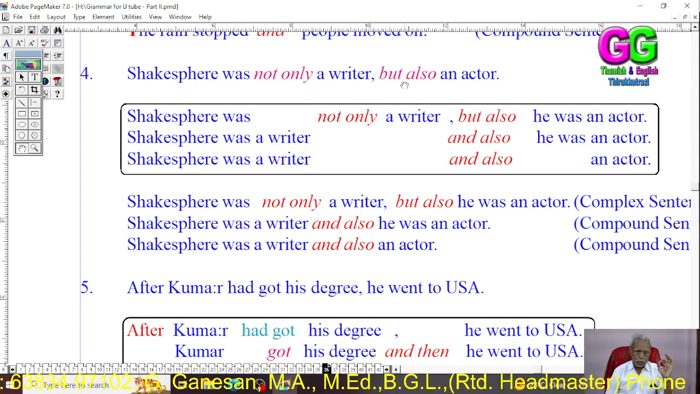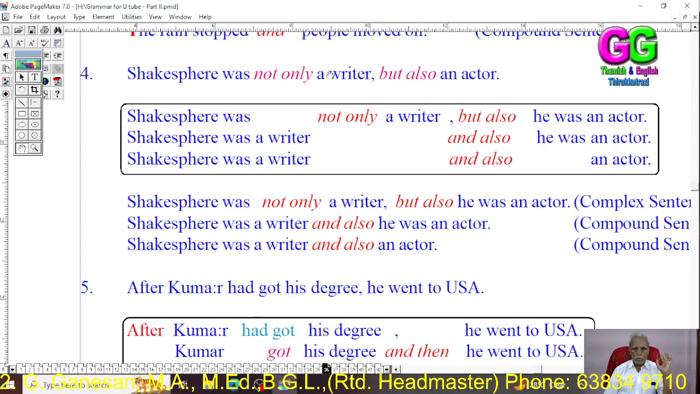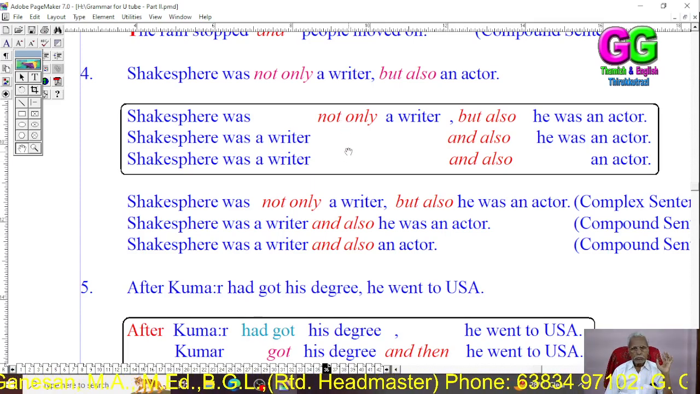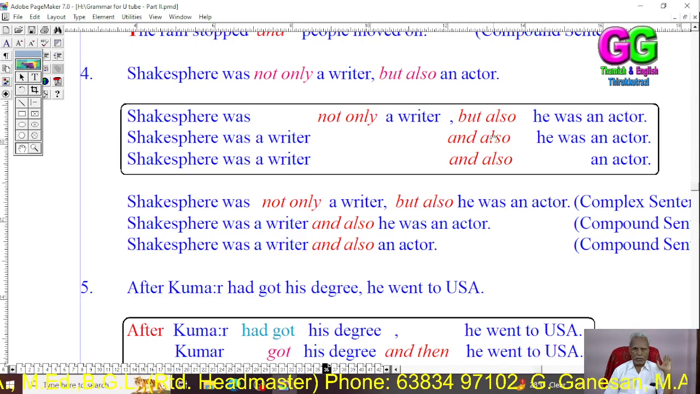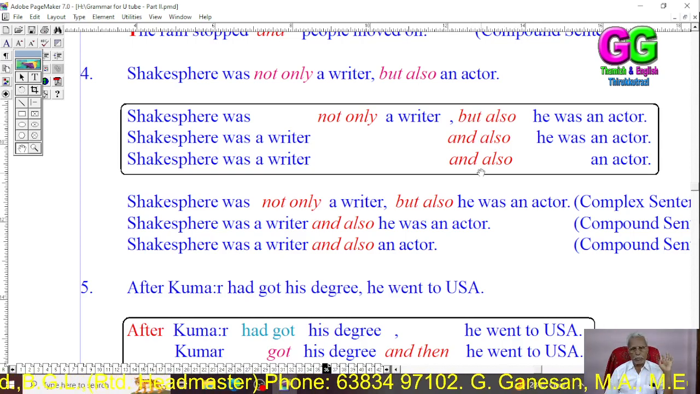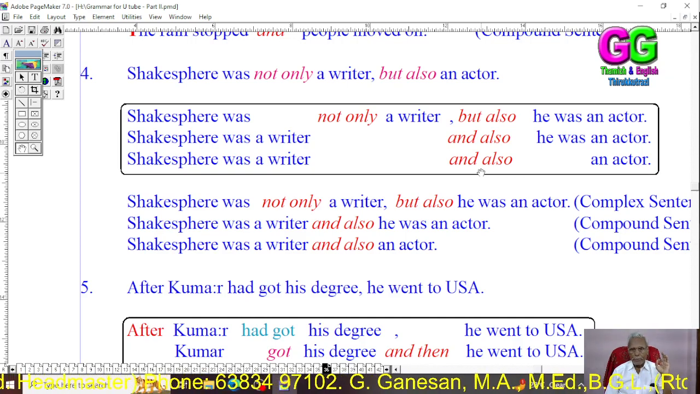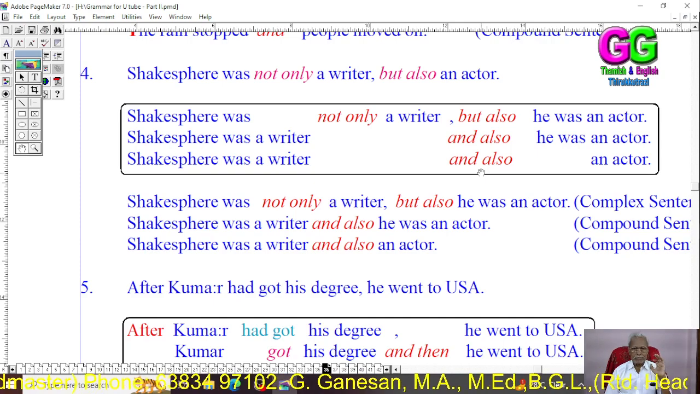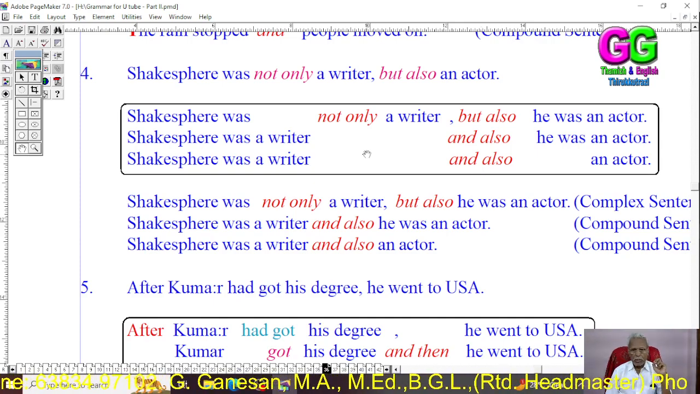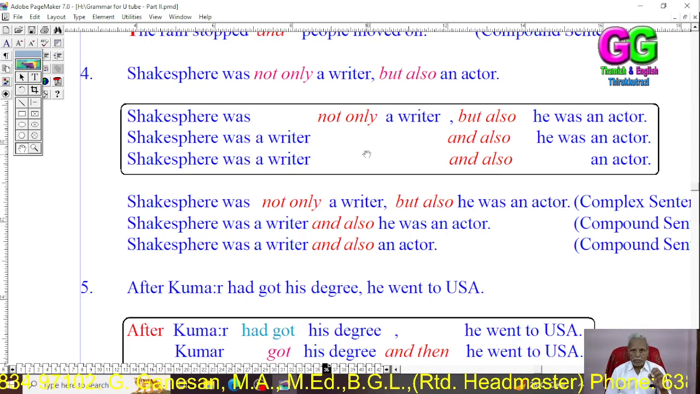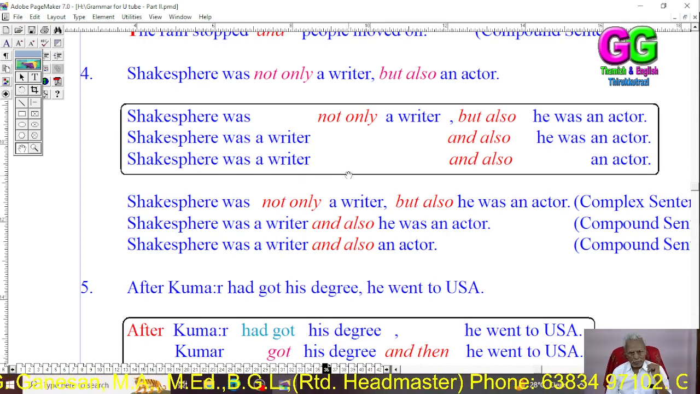Not only but also is the complex conjunction. Its compound conjunction is and also. Not only removed, and in the place of but also we place and also. Shakespeare was not only a writer but also he was an actor, complex. Shakespeare was a writer and also he was an actor. Shakespeare was a writer and also an actor.